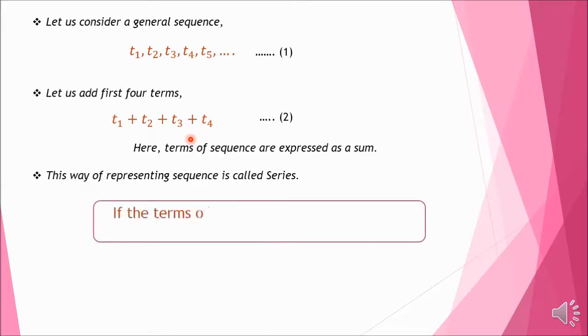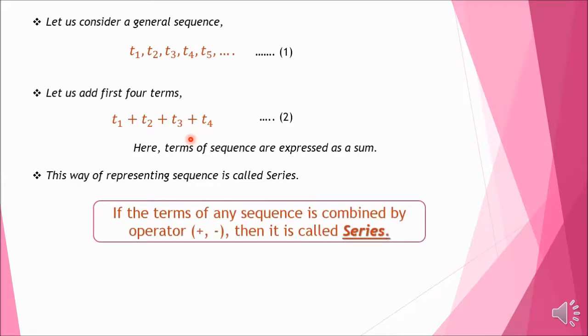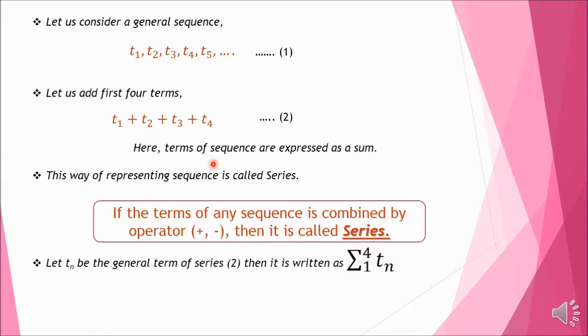Now let's state the definition. If the terms of any sequence are combined by the operators plus and minus, then it is called a series. So that's the series. Now let Tn be the general term of series 2. Then it is written as Tn, the general term, in equation 2.